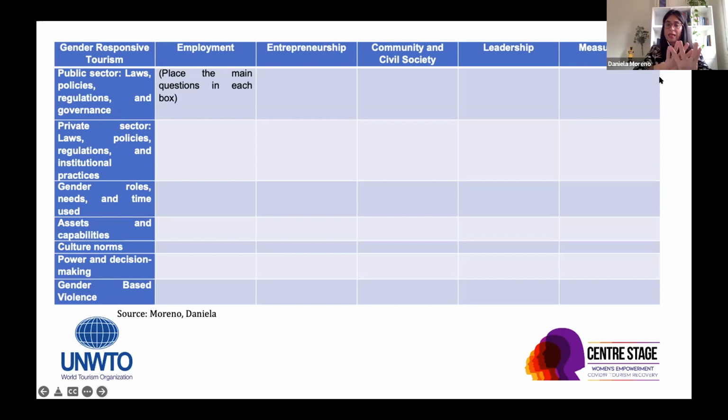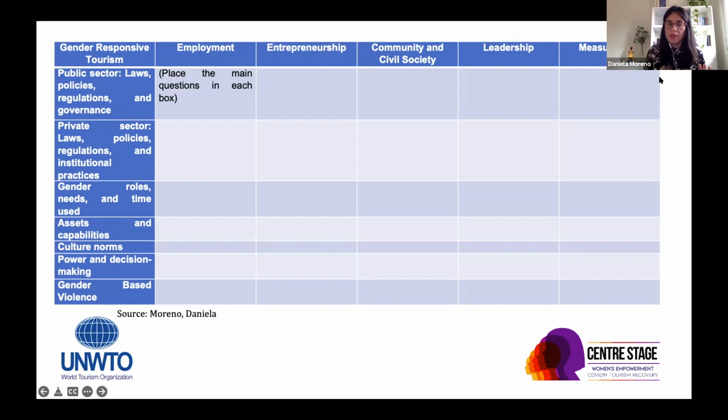This is only the main idea of how this matrix looks, okay? So on the vertical axis, you have the 6 domains of analysis. These 6 domains of analysis, I really want to tell you this, are quite linked to those used for violence against women.